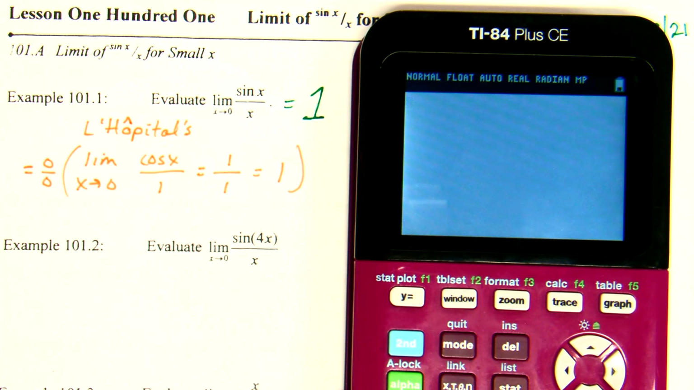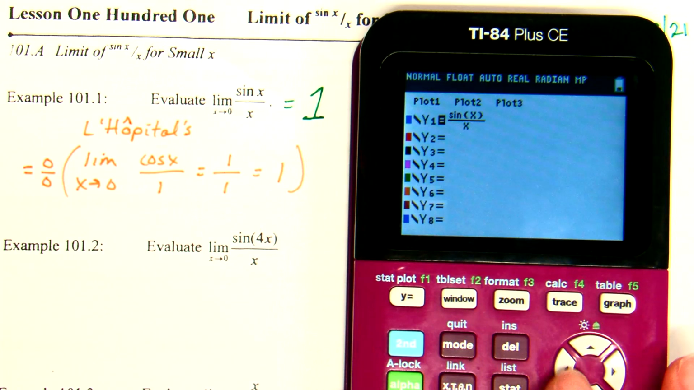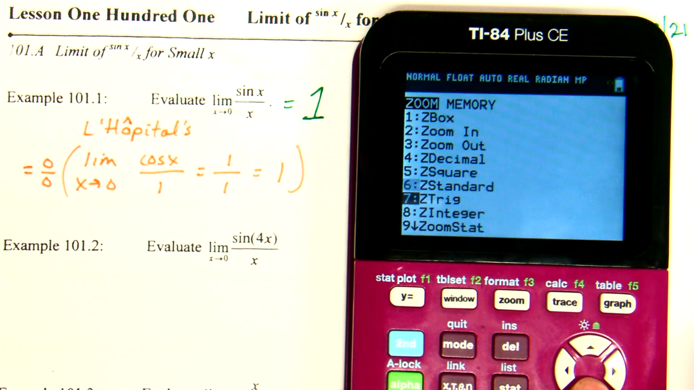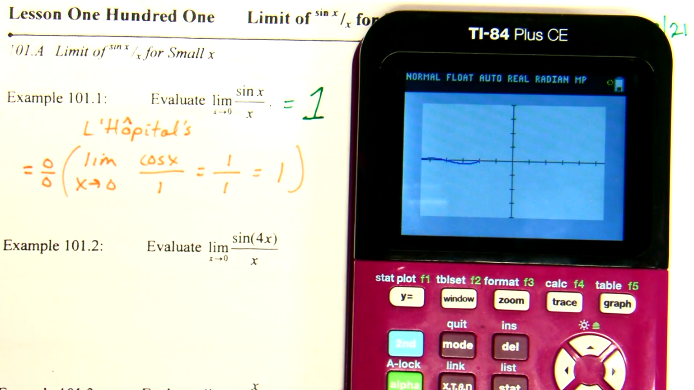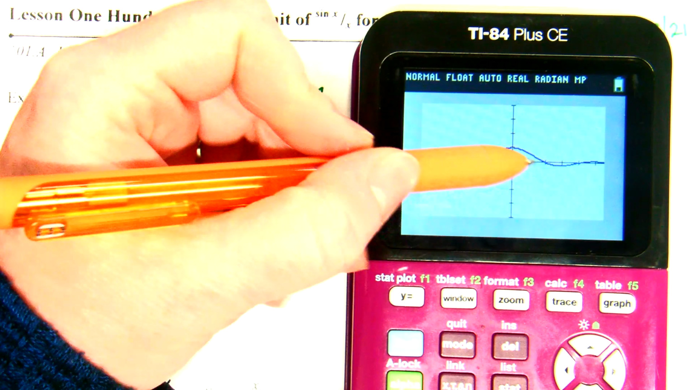Yep. Okay, so make sure your calculator's in what mode? Radians. Sine x over x. Because it's a trig function, I like to use 7, which is zoom trig. Does this agree with my answer? Yep. The limit as x approaches 0, as they approach 0 from the left, as they approach 0 from the right, we are approaching the y value of 1.